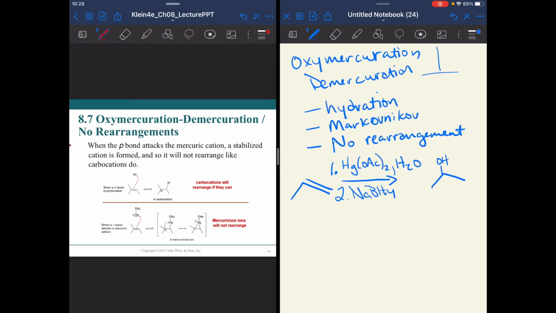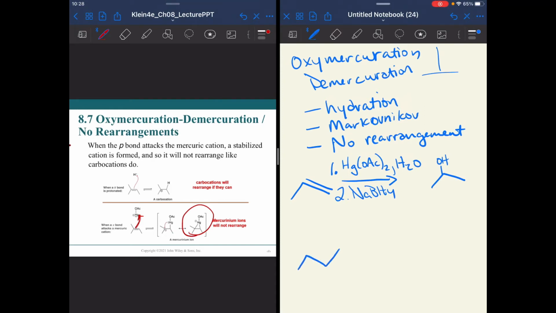That is going to, instead of the double bond picking up a proton, the double bond is attracted to the mercury, right? So it's just a different electrophile for the double bond to be attracted to. The mercury really doesn't allow the carbocation to form. It makes this little triangular mercurinium ion. That mercurinium ion cannot rearrange. The mercury takes up both carbons until the OH comes on board.